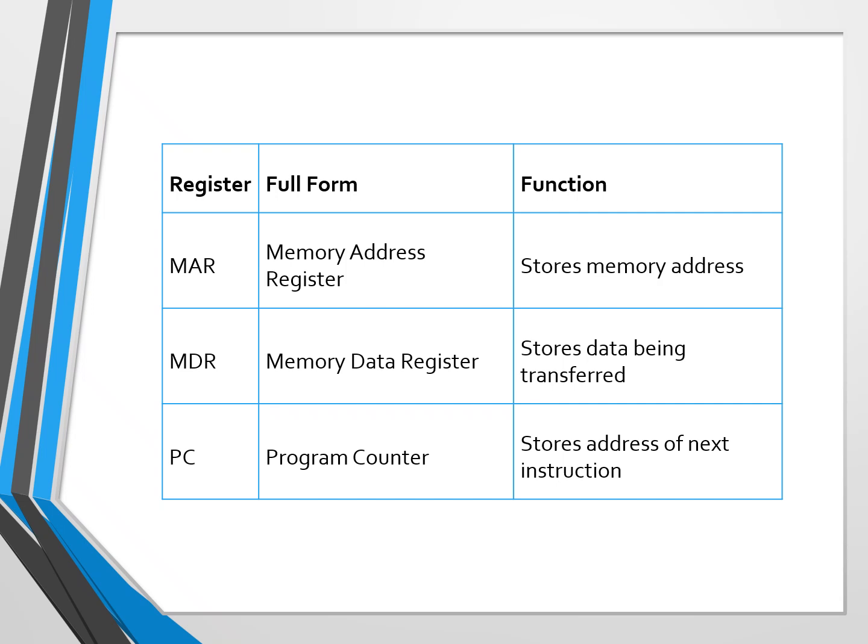So look at these different registers that are used, and their full form and their function. MAR is memory address register. It stores memory address. MDR is memory data register, stores data being transferred. PC is program counter, stores the address of the next instruction. Okay, so using the program counter, we can go to the next address where the instruction is being stored.